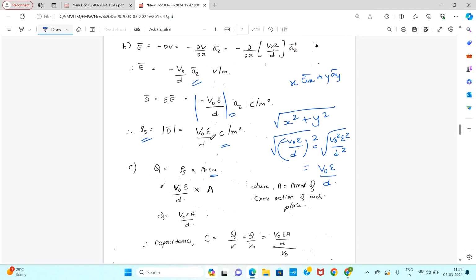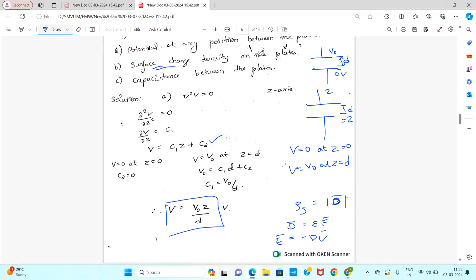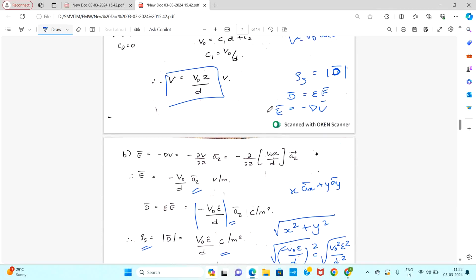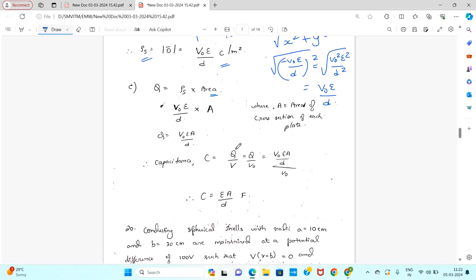Once you get rho S, the second part is done: the surface charge density is calculated. The last one is the capacitance between the plates. For finding capacitance, you need to know the charge value, and charge is nothing but surface charge density times area. We don't know what system is mentioned here, so I'm going to denote the area as A, because I cannot find the equation for area. I'll just keep the area as A. By substituting that, I got this charge, and charge divided by V naught gives me the capacitance value. This is the equation for a parallel plate capacitor.